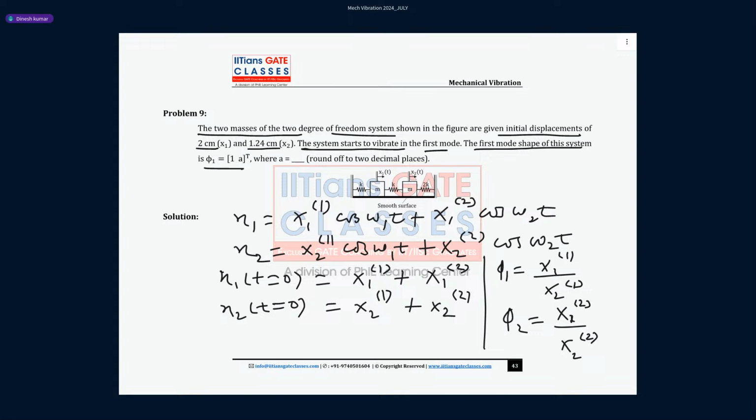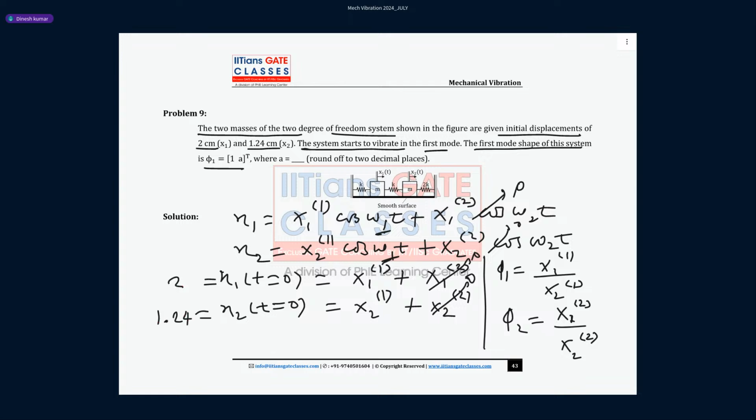Now if you look at this question, they told us the system vibrates only in first mode. That means the second mode terms are 0, because it is vibrating only with natural frequency omega 1. Now in your given question, the initial displacement of mass m1 is 2, and x2 is 1.24.